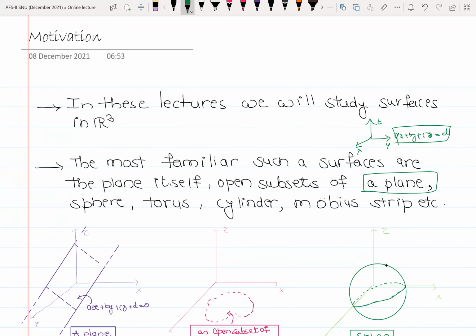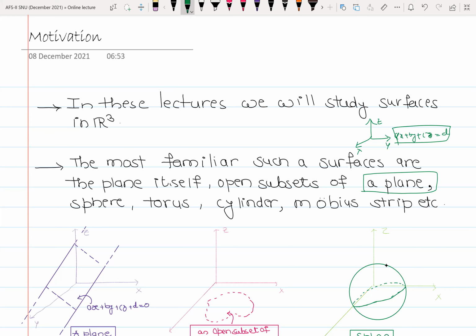This is a linear equation, and of course it is a linear equation because we know that a plane is something which is a flat thing, right? So this is the equation of a plane, and we are going to study surfaces. Surfaces means something which is like a plane, and a plane is an example where everything is flat. There is no curvature, nothing like that.